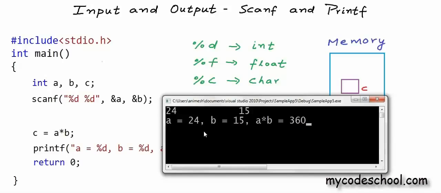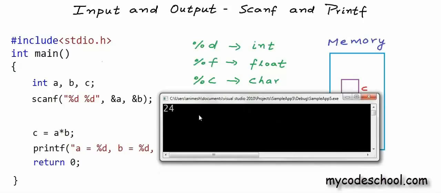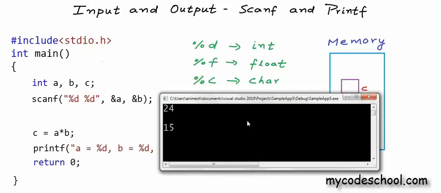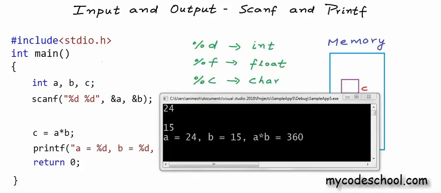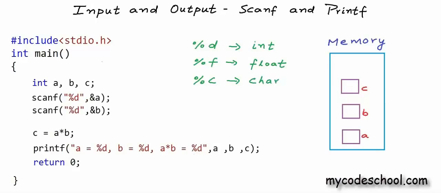Spaces and end of line characters, when you press enter and an end of line character goes as input, are treated as delimiters between values. Even if I type in the first integer, then type in some end of line characters by pressing enter, and then type in the second integer, then also a and b will be filled properly. A space in the format string of scanf will actually accommodate all contiguous white spaces and end of line characters before the next value. You can write a scanf like this, but I prefer writing one scanf for each variable. So I'll revert back to two scanfs here.